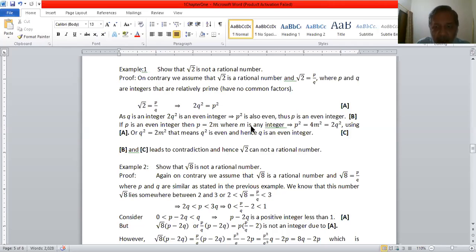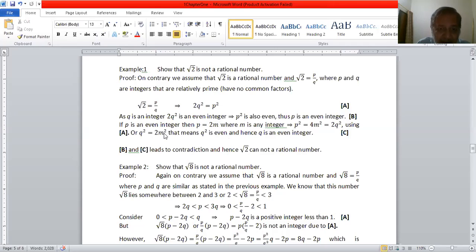So what will be p square? P square will be 4m square. Now out of 4m square, okay, I compare p square with 2q square, and 4m square is equal to 2q square. जिससे a को इस्तेमाल किया हमने, we conclude that q square is equal to 2m square.